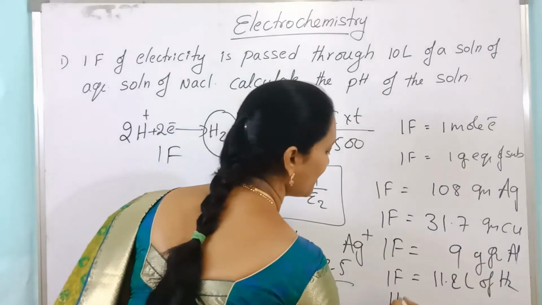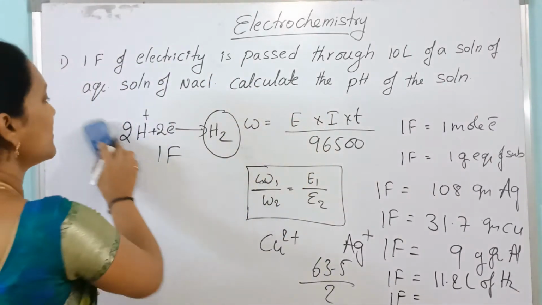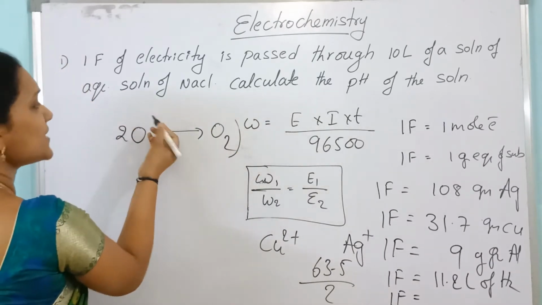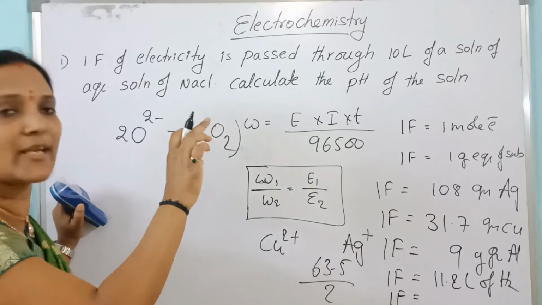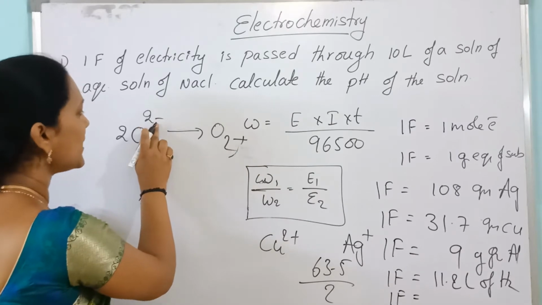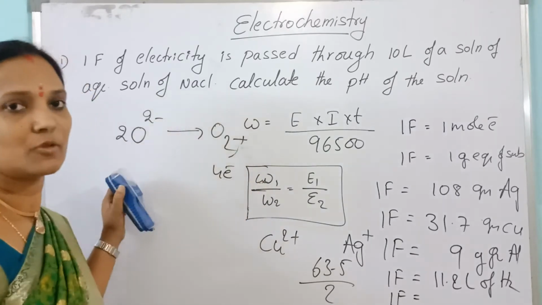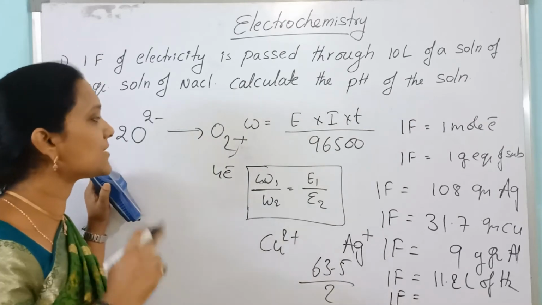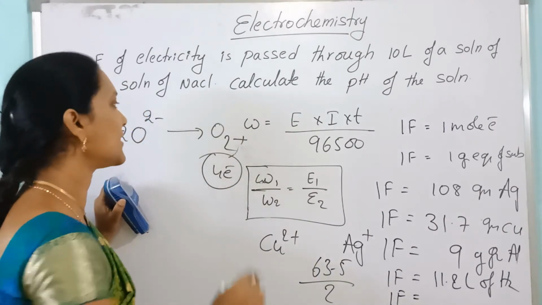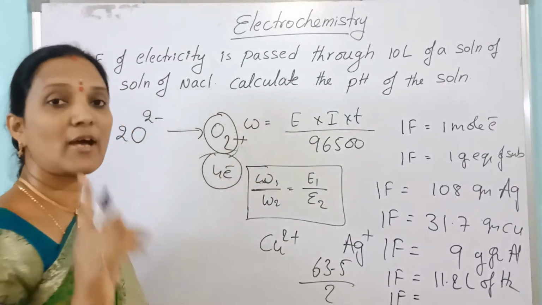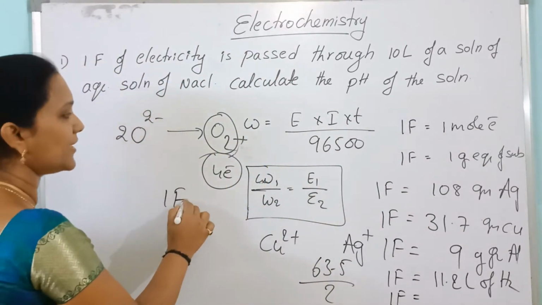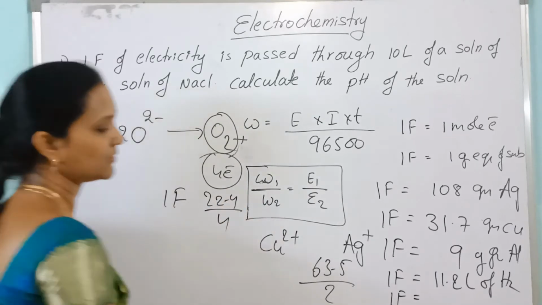And how much oxygen does 1 Faraday produce? Now see oxygen. O2 formation: 2 O2 minus ions combine and change to O2. Each oxygen loses 2 electrons, so 2 oxygens lose 4 electrons. So O2 minus changes to O2 by losing 4 electrons, which is 4 Faradays. 4 Faradays release 1 mole of oxygen, 22.4 liters. So 1 Faraday gives 22.4 by 4, which is 5.6 liters.